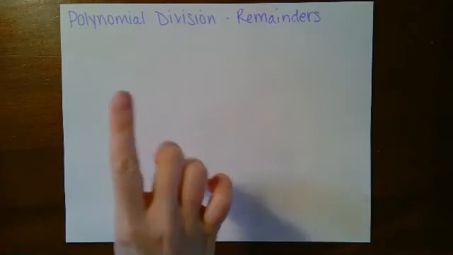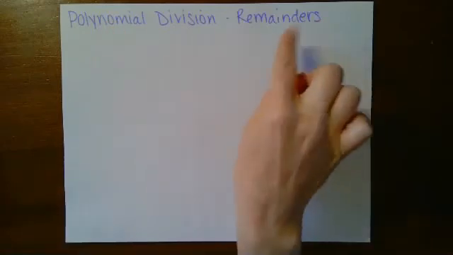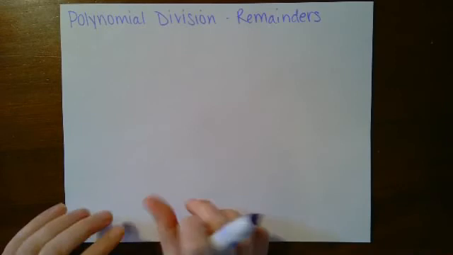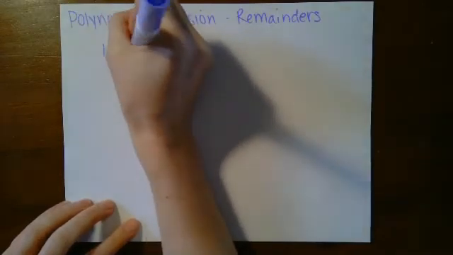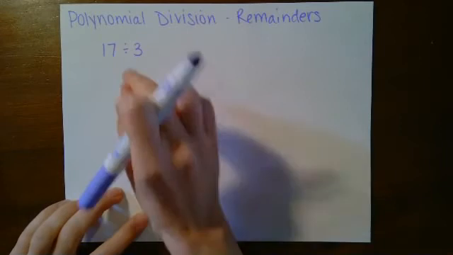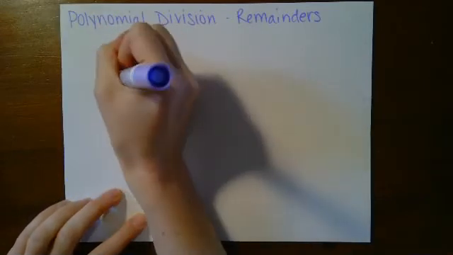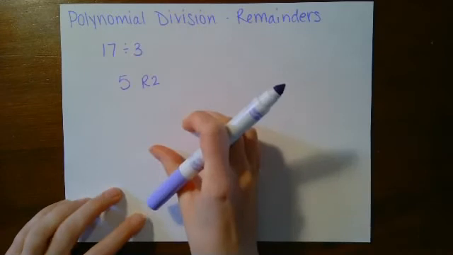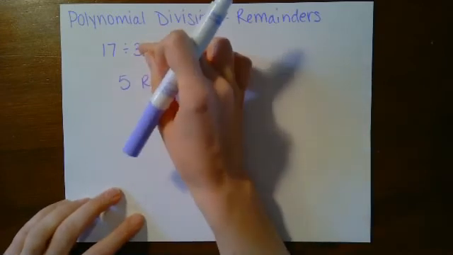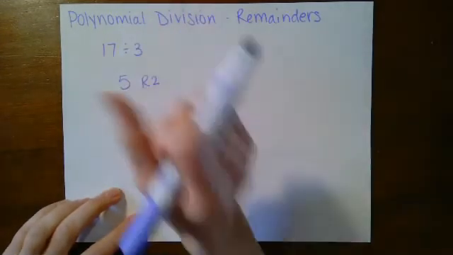All right, now we're going to talk about what happens in polynomial division when there's a remainder. Before we get into a polynomial, let's just consider if we had two numbers, like 17 divided by 3. We know 3 goes into 17 5 times with a remainder of 2, since 5 times 3 is 15, and 15 plus 2 is 17.